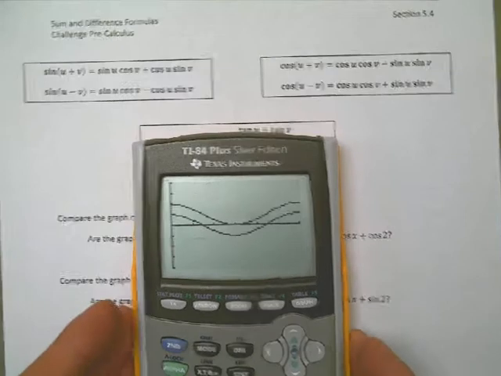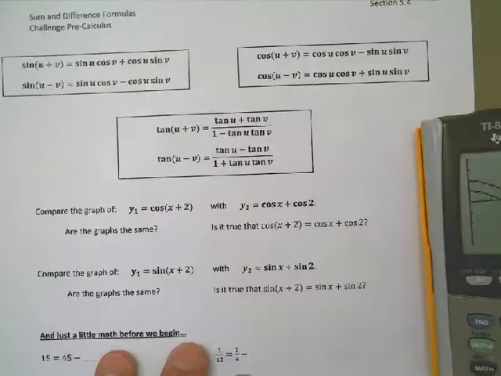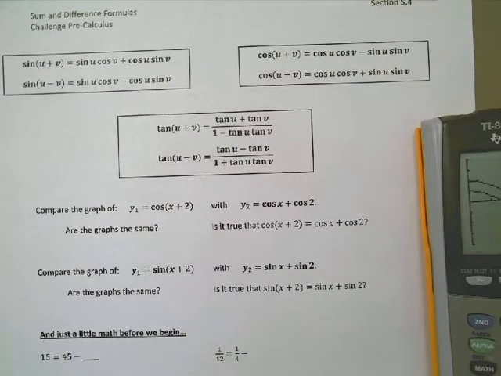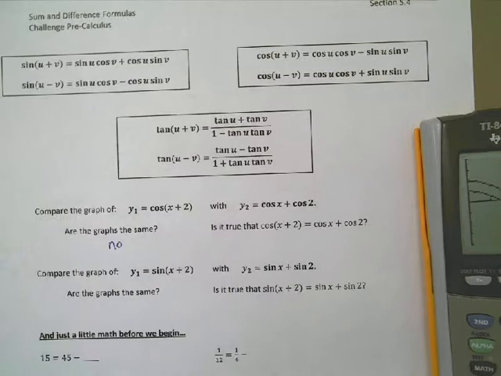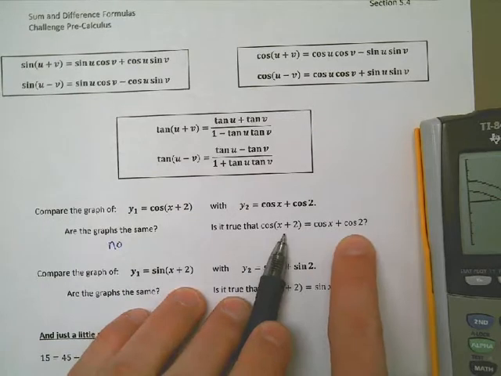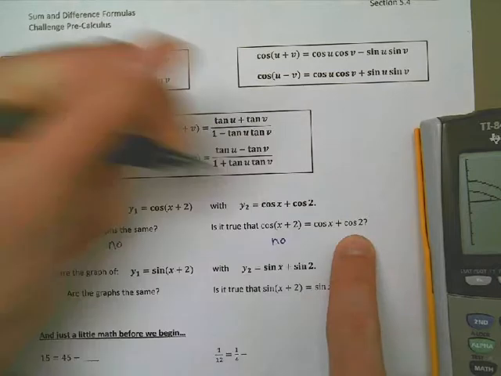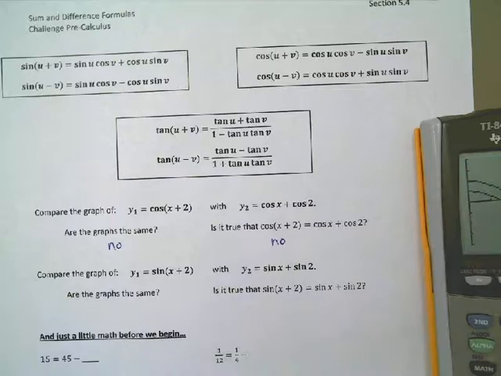And so what we can conclude from both of these questions, are the graphs the same? No, they might have a lot in common, but they're not the same. And so if we asked if these two were equal statements, the answer to that question would obviously be no. They'd have to be the same line, right?